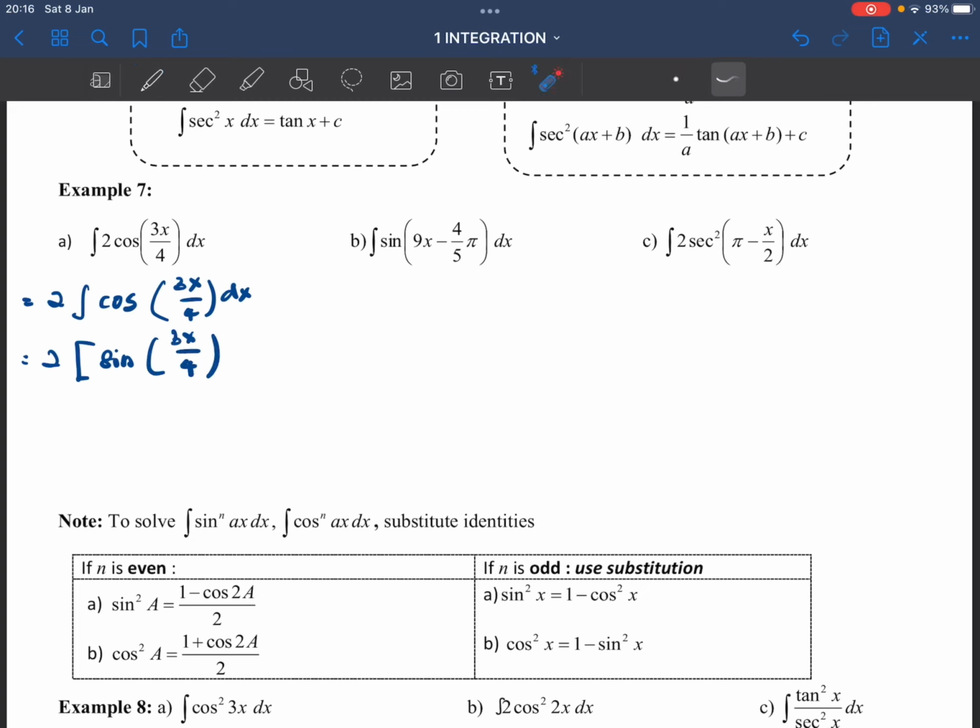Okay, since this is 3x over 4, you have to differentiate. Okay, since kita buat integral, you have to divide. Okay, so divide by differentiate 3x over 4, we have 3 over 4. Don't forget your plus c. So now just simplify. We have 8 over 3 sine 3x over 4 plus c.